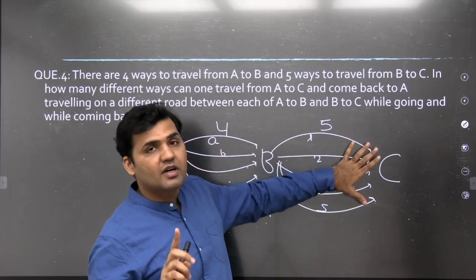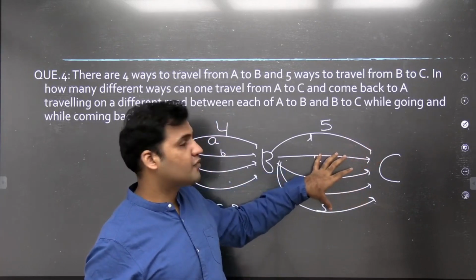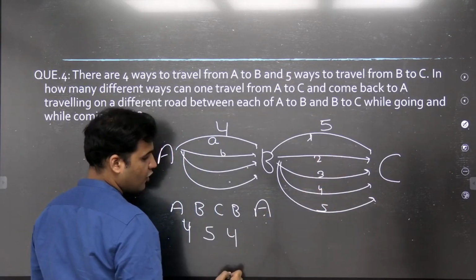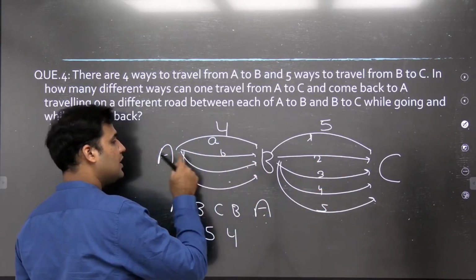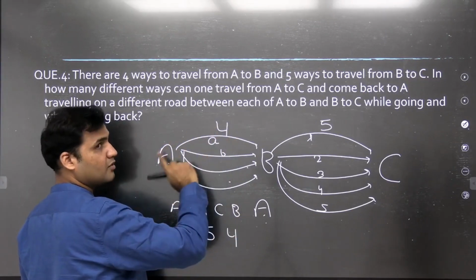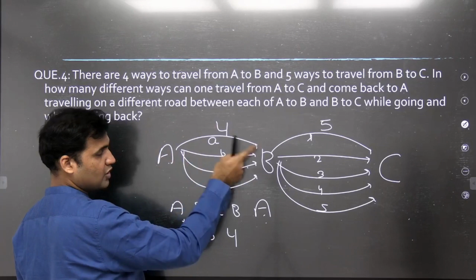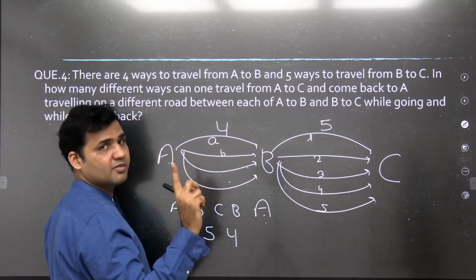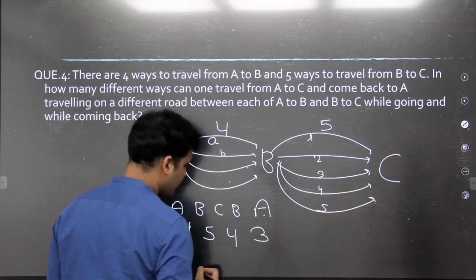So 5 में से 1 road नहीं use करना है, so I'll be left with 4 options only. So C to B I'll be having only 4 options. And while coming from B to A, again I do not have to use the same route that I used to go from A to B. जैसे अगर मैंने ये यूज किया तो मेरे को वो नहीं करना, तो 4 में से एक ऑप्शन मेरे पास अवेलेबल नहीं है, only 3 options है.